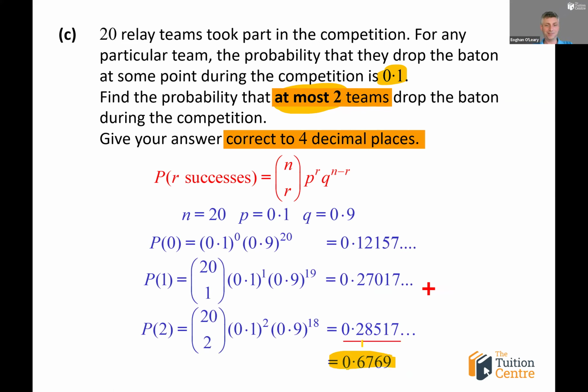Now, if I really wanted to use the 1 minus, I could work out the probability that 3, 4, 5, 6, and so on up to 20 teams drop the baton and subtract that away from 1. But the reason I wouldn't do that is because it would take me loads and loads more work. I could do it, but I wouldn't. Okay, on that note, we will leave it there. We see that in the Bernoulli trials, if you're to use the 1 minus, you can always use something else. But in the Z scores, you have to use the 1 minus at certain times.